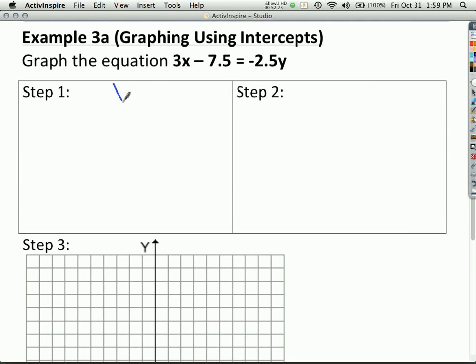Step 1, find the x-intercept. Well, you've done it 4 times already. This is going to be your 5th time. Step 2, find the y-intercept. You've done that 4 times. This is going to be the 5th time. Let's go ahead and do it. To find the x-intercept, what action must we take? Gary? You make y 0.